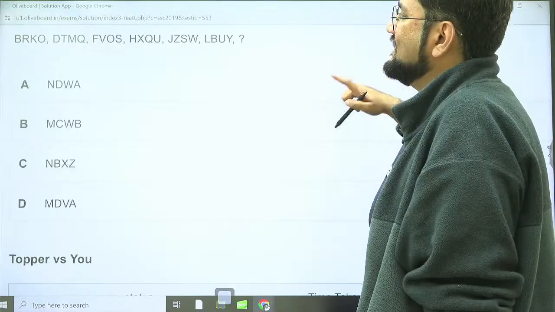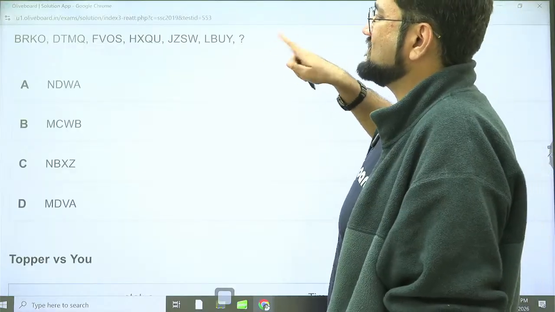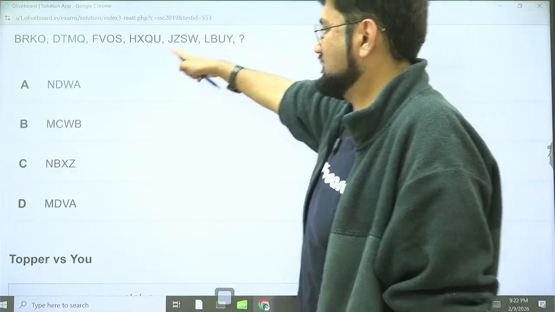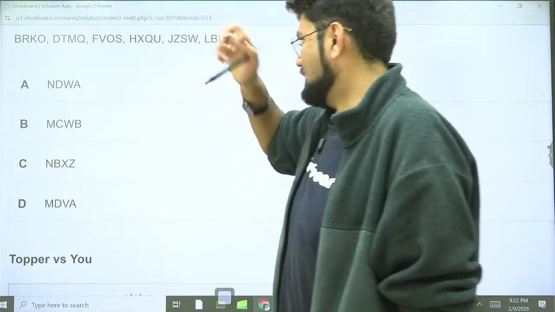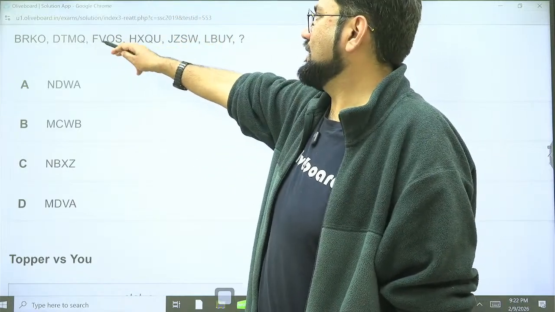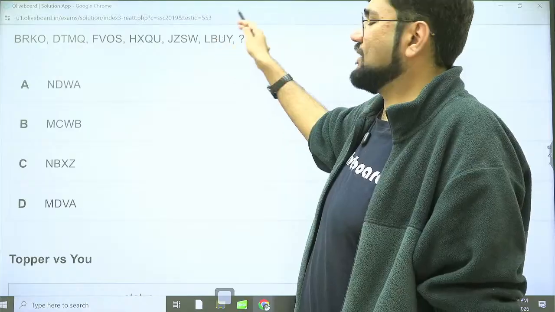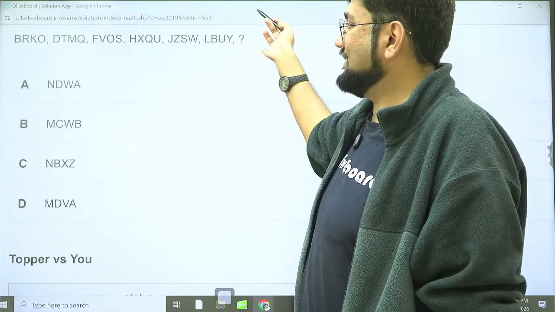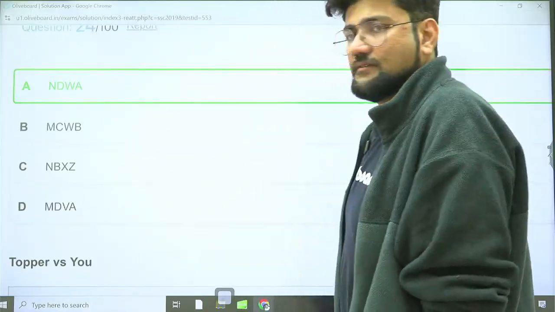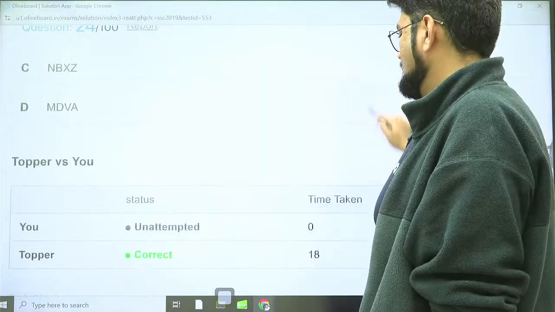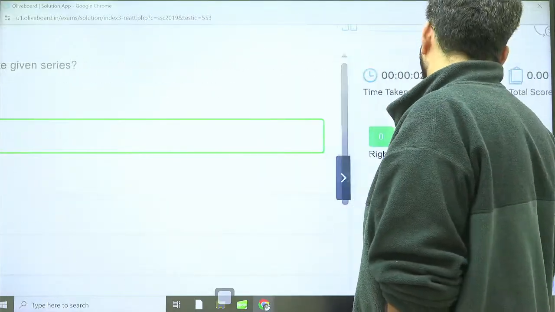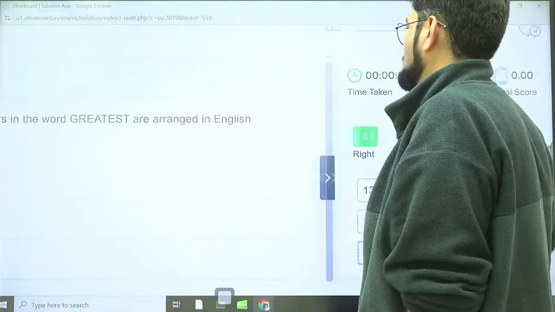Okay, B, D, F. So 2, 4, 6, 8, 10, 12, 14. We'll start with N. So these two are gone. The next letter will give us our answer. 18, 20, 22, 24, 26, 28 plus 2. 2 plus 2 is 4. So we'll have D. So N, D, option A is the right answer. Easy. Verbally, we are doing the questions. 18 seconds. Excellent. Last question for the session today, and we are done here.